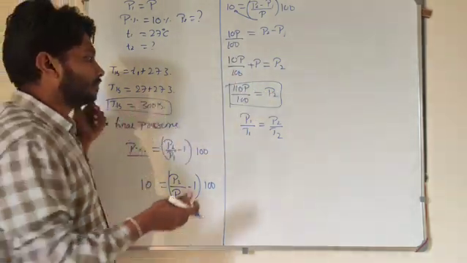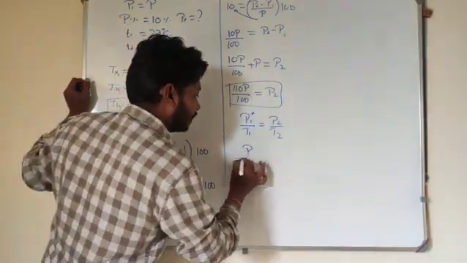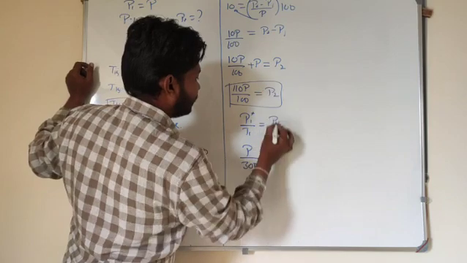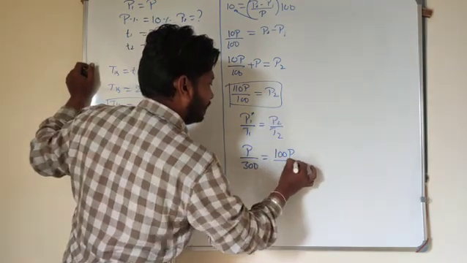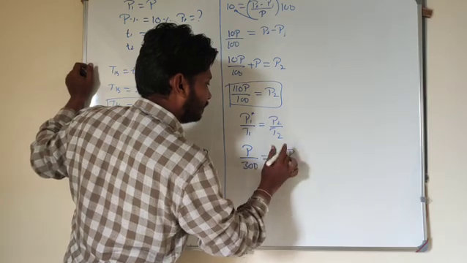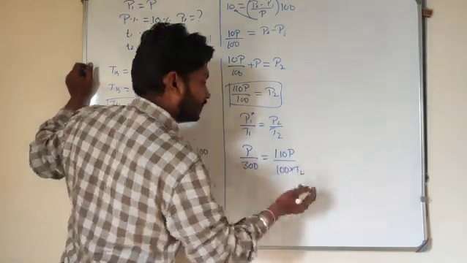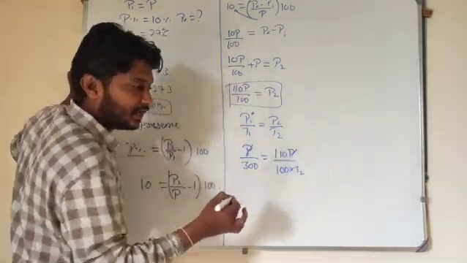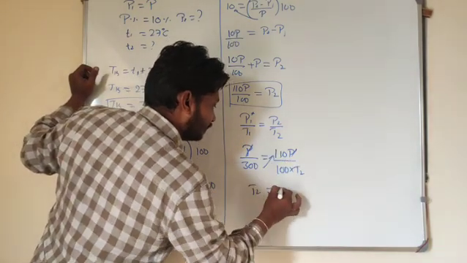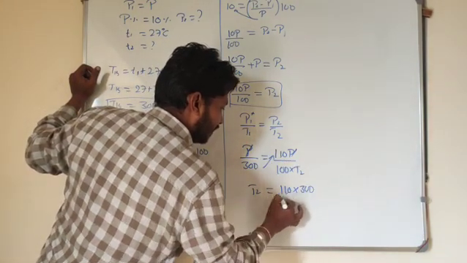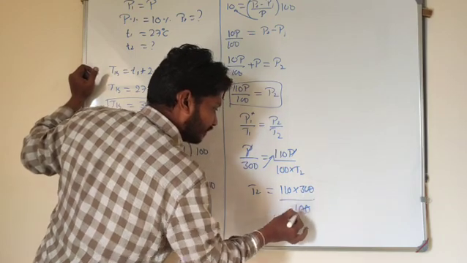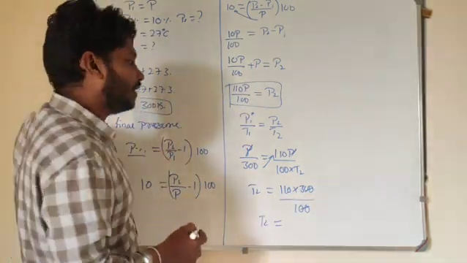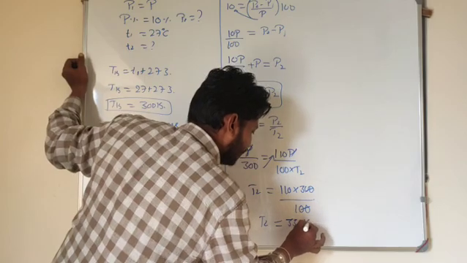Look here, P1 I consider as P, T1 value is 300 Kelvin, P2 value is 110P divided by 100, into T2. So now I have to find the T2 value. The P term will cancel out, T2 is equal to 110 into 300 divided by 100 here. 110 into 3, 11 into 3, 33. So with the 10, it is 330 Kelvin.